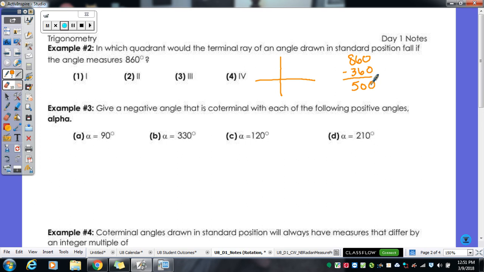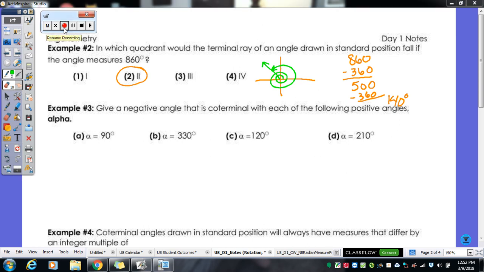That's still a little too big, so I'm going to subtract 360 again. And what do we get? 140. So what quadrant would 140 fall in? 3, 2. 2. So if you were to draw it, it would look like this. It would spiral around twice and then go into the second quadrant.